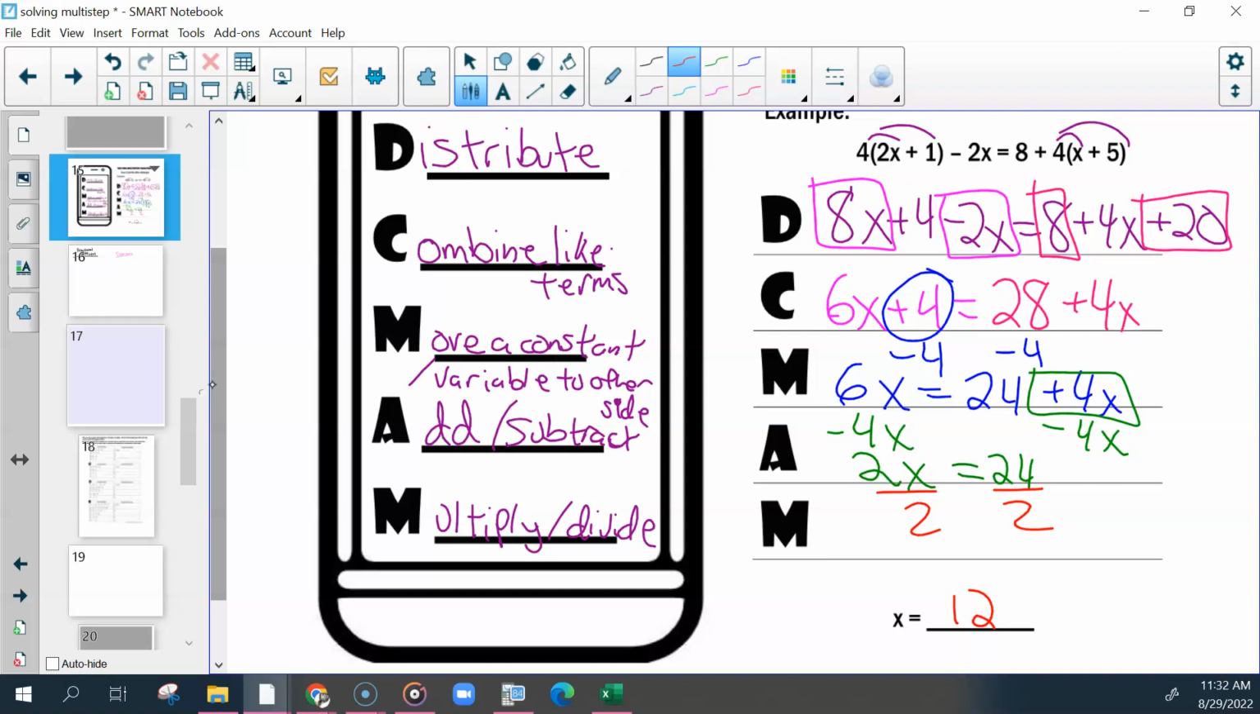So if you ever get a problem and you're not sure where to start, think, don't call me after midnight. Can I distribute? Can I combine the terms? If not, can I move a constant or variable to the other side and then move the other constant or variable to the other side? Add or subtract and then divide.